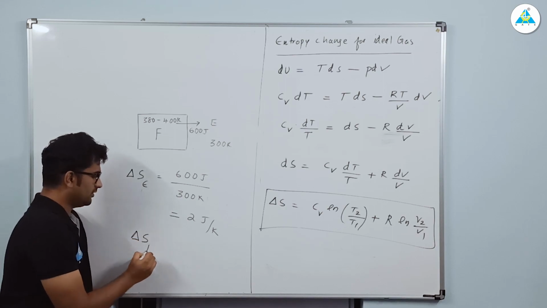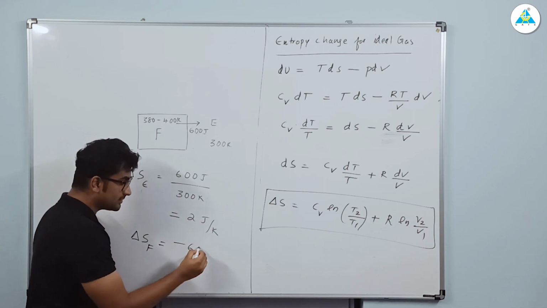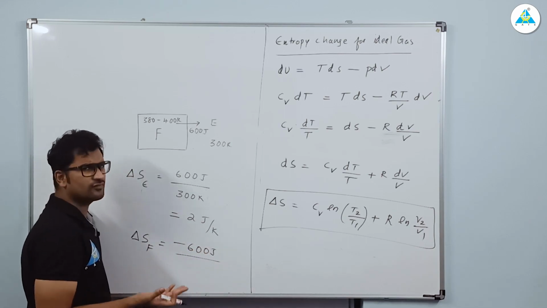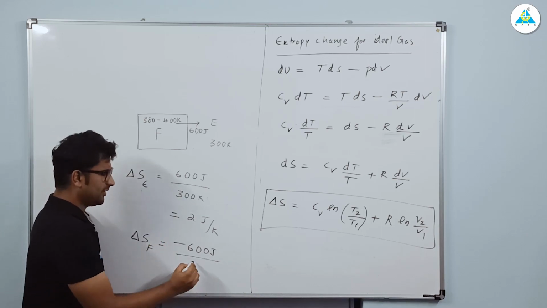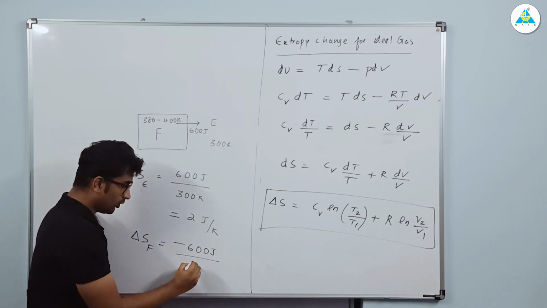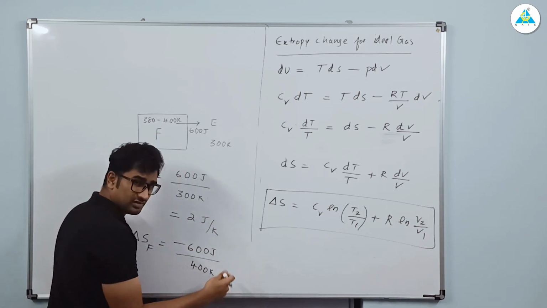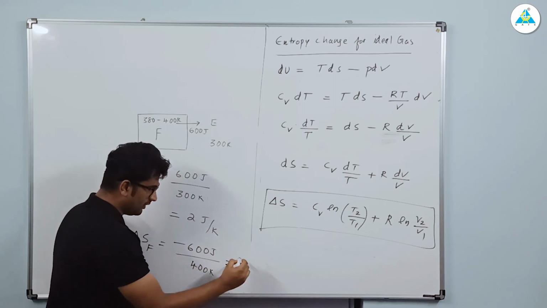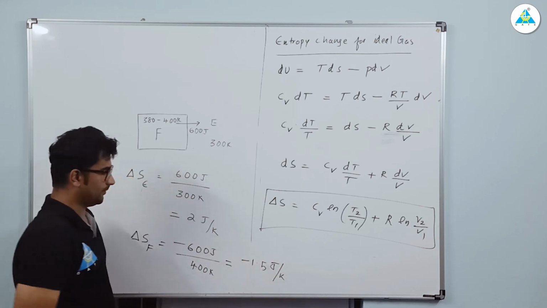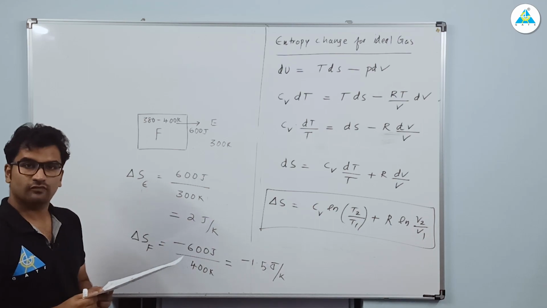So find the entropy change of the system. What will this be? The system is losing heat, so minus 600 joule. The temperature you can take as 400, or 380 or 390, no problem. I am taking it as 400. You can take it in between 380 and 400 also. For getting the answer fast, I don't want to use the calculator, so it will be minus 1.5 joule per Kelvin. So you got the value of entropy change for the system also.